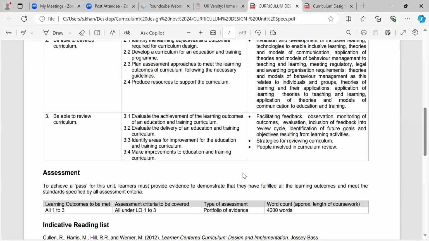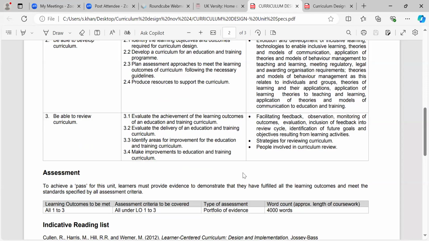And finally, learning outcome 3, where we'll be looking at being able to review a curriculum. The assessment criteria for that is 3.1, evaluating the achievement of the learning outcomes of an education and training curriculum. 3.2, to evaluate the delivery of an education and training curriculum. 3.3, to identify areas for improvement for the education and training curriculum. 3.4, to make improvements to the education and training curriculum.